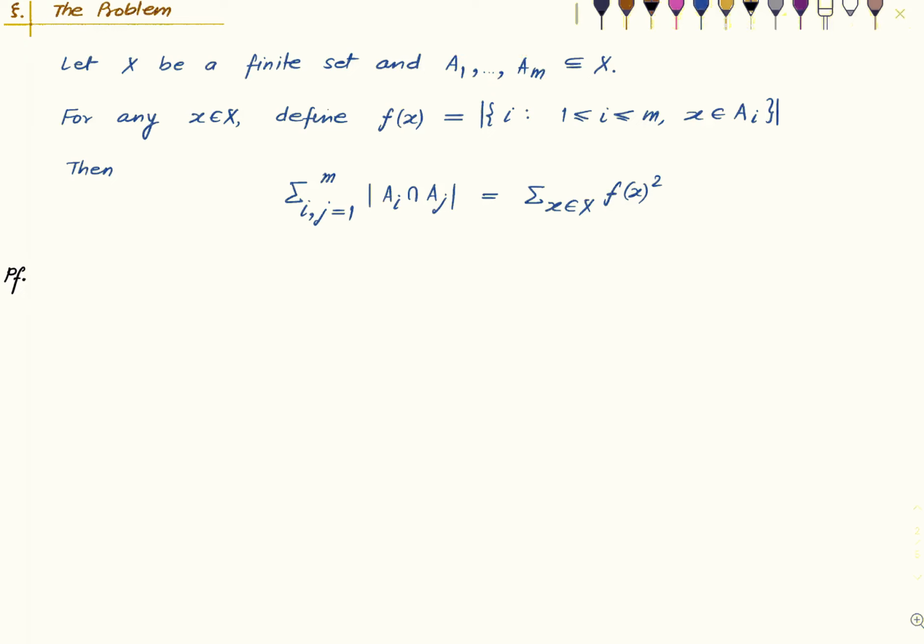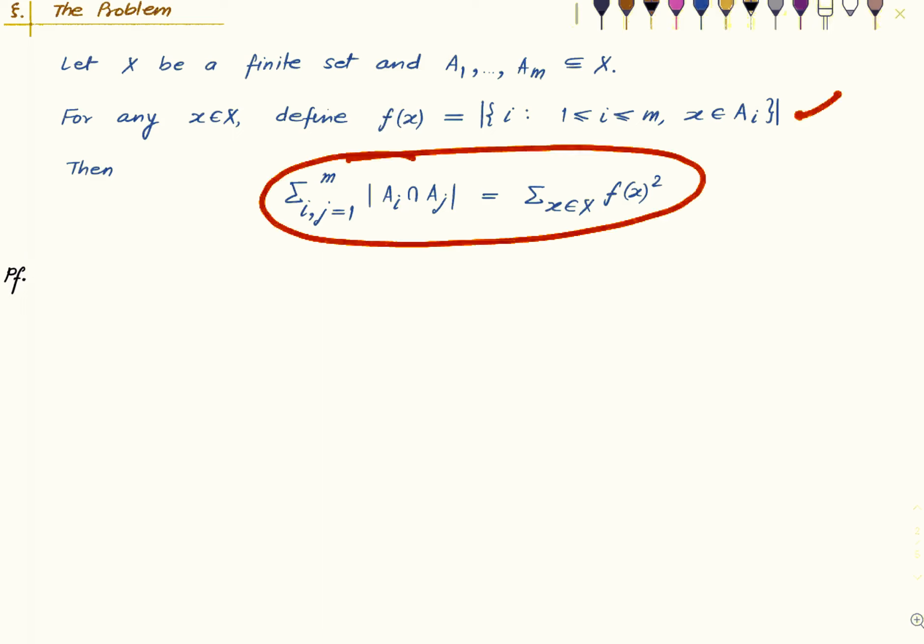Now, for any element little x of the set capital X, define this number f of x as the total number of indices i such that Ai features x. So basically, we are counting the frequency of appearance of the element x in this list, which is why we have chosen the symbol f. And then this is what we want to show.